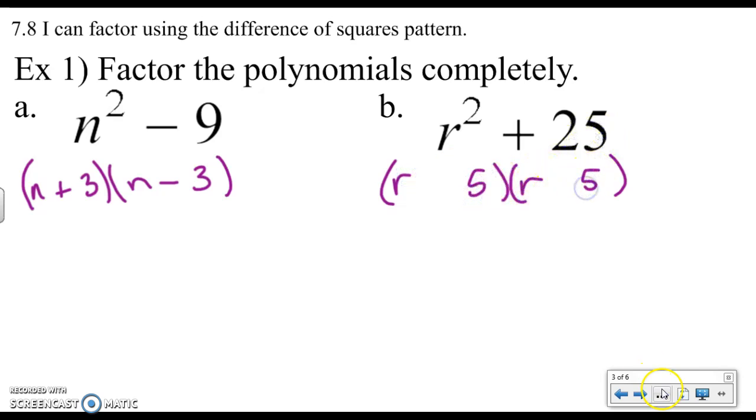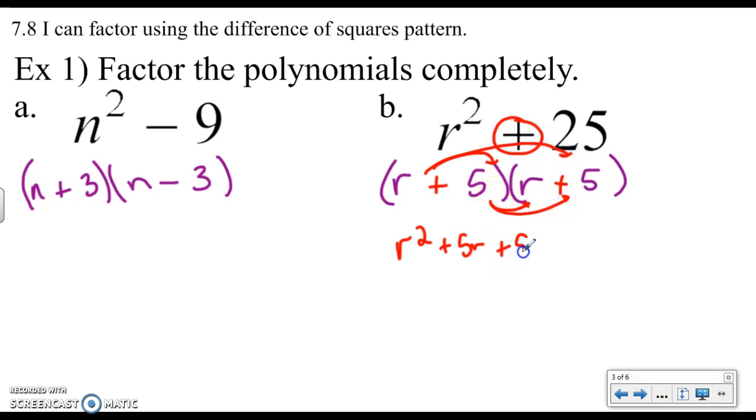Here's one thing that students forget to check. If there is a plus sign, we can't actually use this pattern. It's not possible, and here's why. This pattern has a plus and minus. A positive times a negative gives me a negative 25. So I would need to make them both positive. But if I do that and check it, I end up getting r squared plus 5r, all I'm doing is FOILing, plus 5r plus 25. Notice that these two, when I check it, actually combine together to give me this.